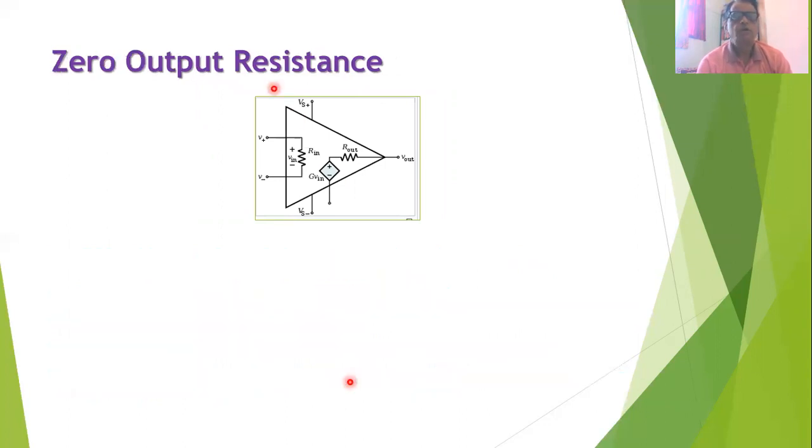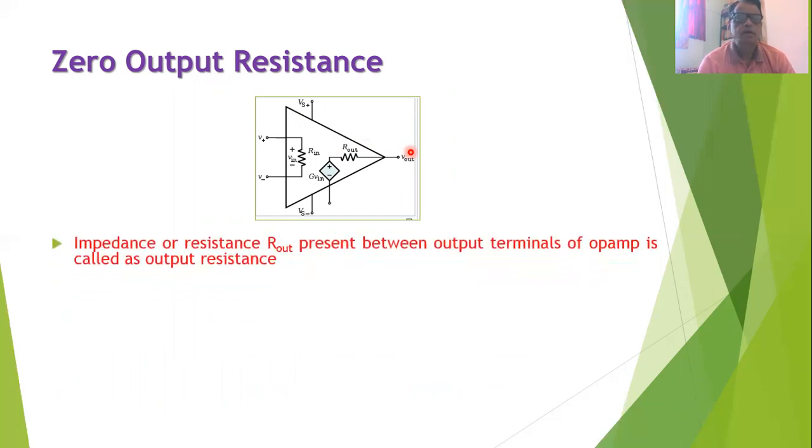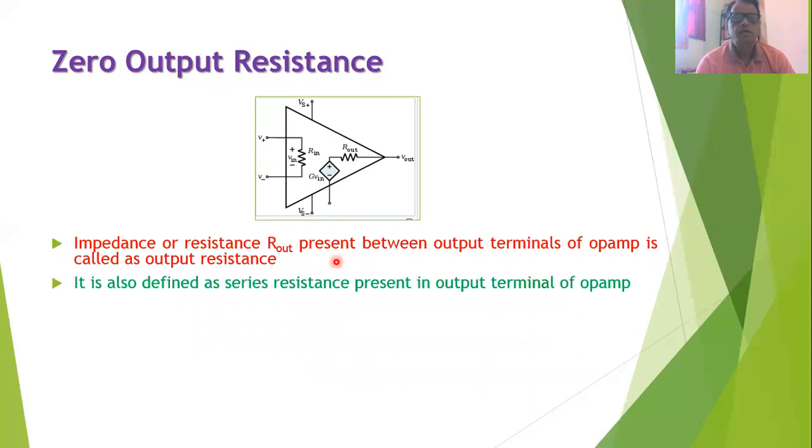Now we will go for the discussion of another parameter, and that is called the output resistance. As shown in this diagram, you will easily observe that this is the series resistance present in the output terminal of the operational amplifier. Output resistance or output impedance is the resistance present at the output terminal of the operational amplifier. It is also defined as the series resistance present in the output terminal.